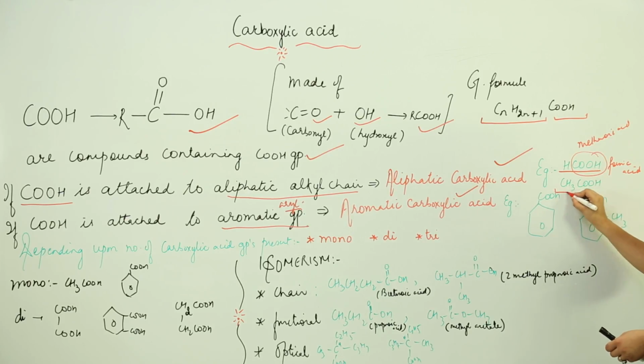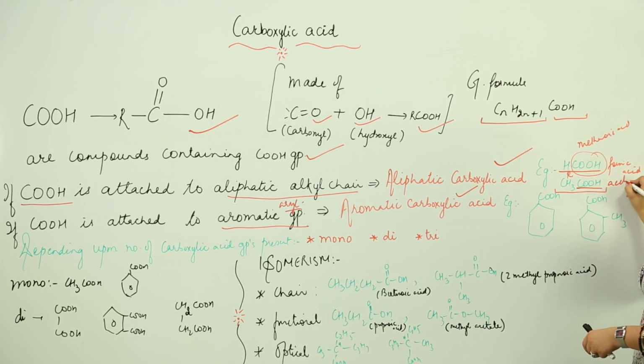And one more, CH3COOH. So this is my R. R means any number of carbons in a carbon chain, and there is a functional group, that is carboxylic acid. Its common name is acetic acid, and its IUPAC name is ethanoic acid. Again there is no ring present, so it is also a member of the aliphatic carboxylic acids.